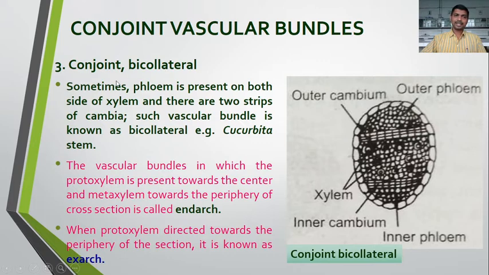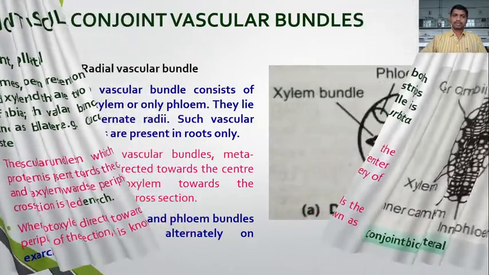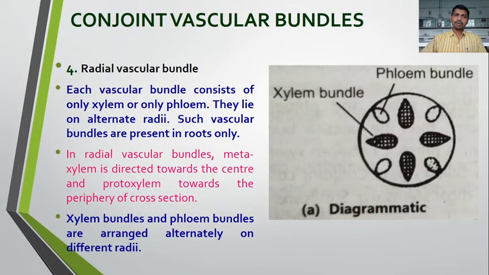So here we get the conjoined bicollateral, meaning phloem is present on both sides of the xylem and there are two strips of the cambia. Such a vascular bundle is known as bicollateral. It is conjoined because both xylem and phloem are present in the same vascular bundle. Another condition we saw here is endarch, meaning protoxylem is towards the center and metaxylem towards the periphery of the cross section. When protoxylem is directed towards the periphery and metaxylem towards the center, it is known as exarch. This condition we will see in detail during the internal organization of the primary plant body. Okay, so this is about the types of the vascular bundle.